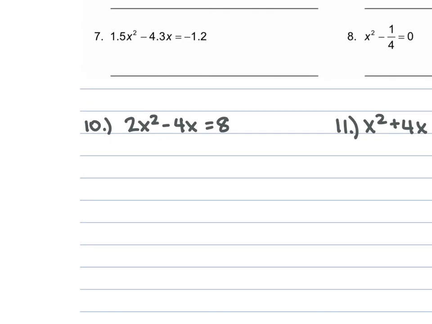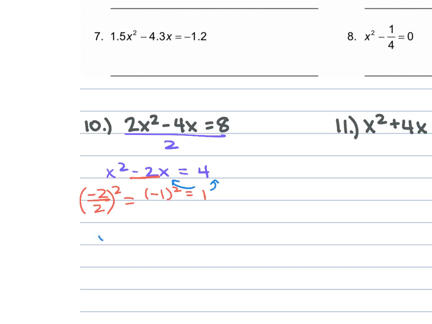For 10, we have 2x squared minus 4x is equal to 8. So for this one, we're going to divide everything by the coefficient of that x squared, which is 2. We get x squared minus 2x is equal to 4. Now that our a is 1, we can solve by completing the square. Our b is negative 2, so it's negative 2 over 2 squared, which is negative 1 squared, which is 1. We're going to add it to both sides. We get x squared minus 2x plus 1 is equal to 4 plus 1.